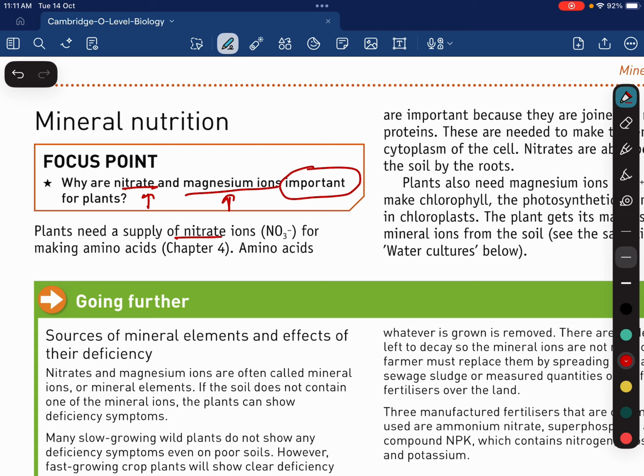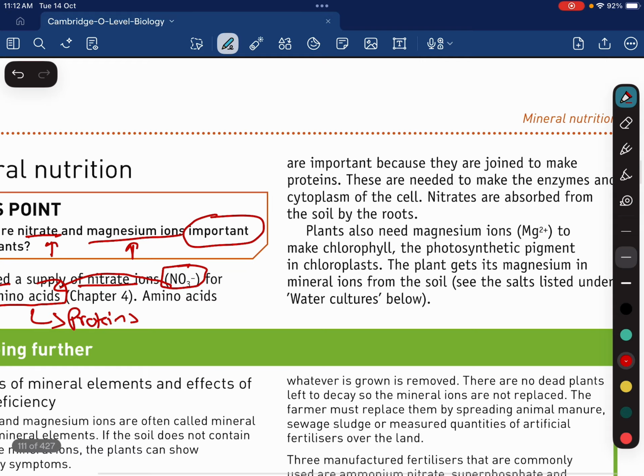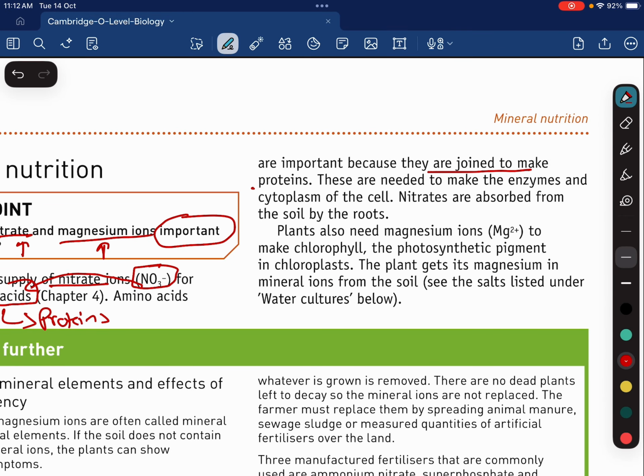Plants need a supply of nitrate, which is NO3 negative, for making amino acids. So the first thing we understand is that nitrate ions help in making amino acids, which go down the line to make proteins. Amino acids are important because they're joined together to make proteins, as we learned in the biological molecules topic. These are needed to make enzymes. We also learned that enzymes are made up of proteins. So all in all, nitrate ions help to make amino acids, and these amino acids later form proteins, and these proteins can even form enzymes.